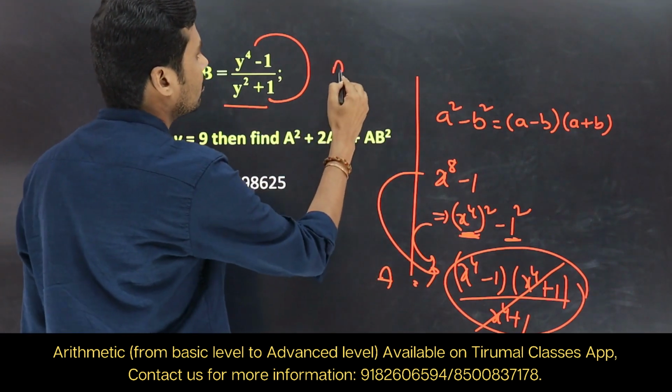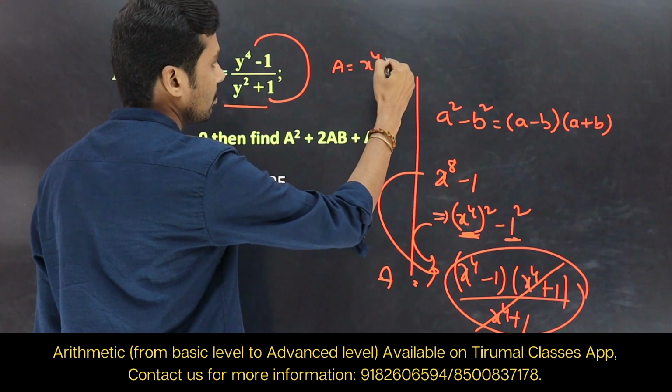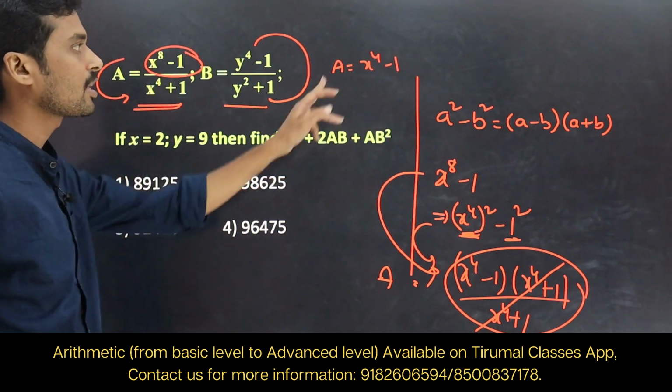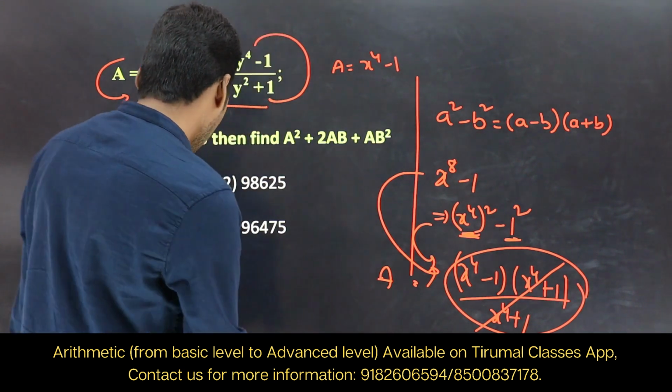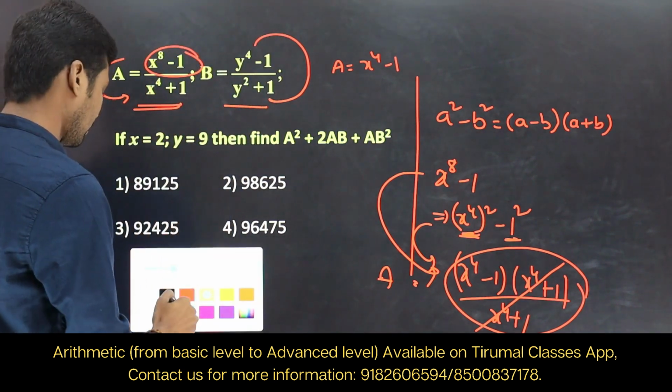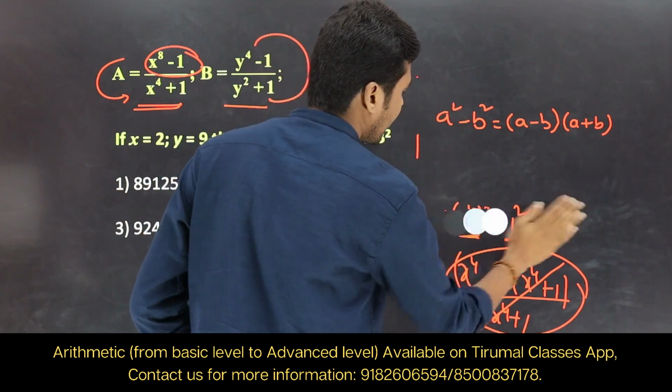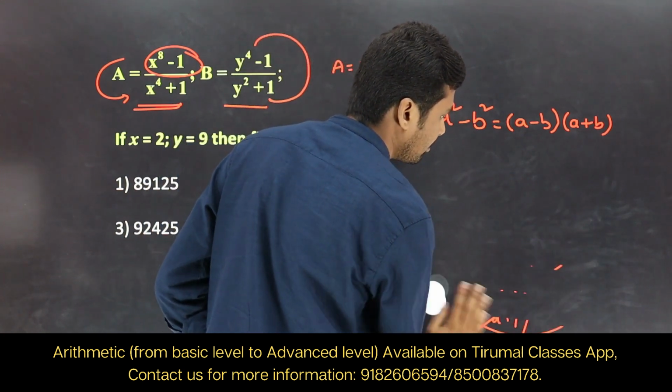So a value now is equal to what? X power 4 minus 1. After simplification, a value becomes x power 4 minus 1. Similarly, we take the b value. If you take the b value, same expression, a square minus b square is equal to what? A minus b into a plus b.